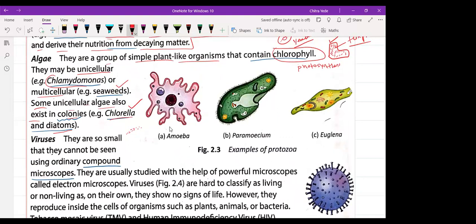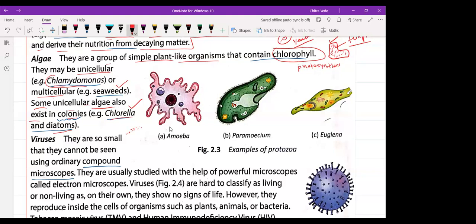No, sir, not that one. The unicellular algae. Sir, they may be unicellular, for example, Chlamydomonas. Yes. Sir, one minute, I'll copy the spelling. Okay. Chlamydomonas or multicellular seaweeds.